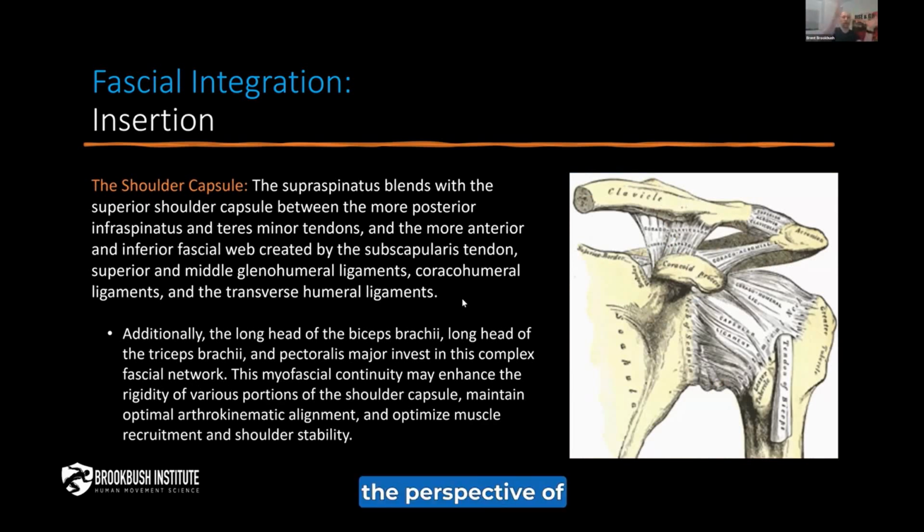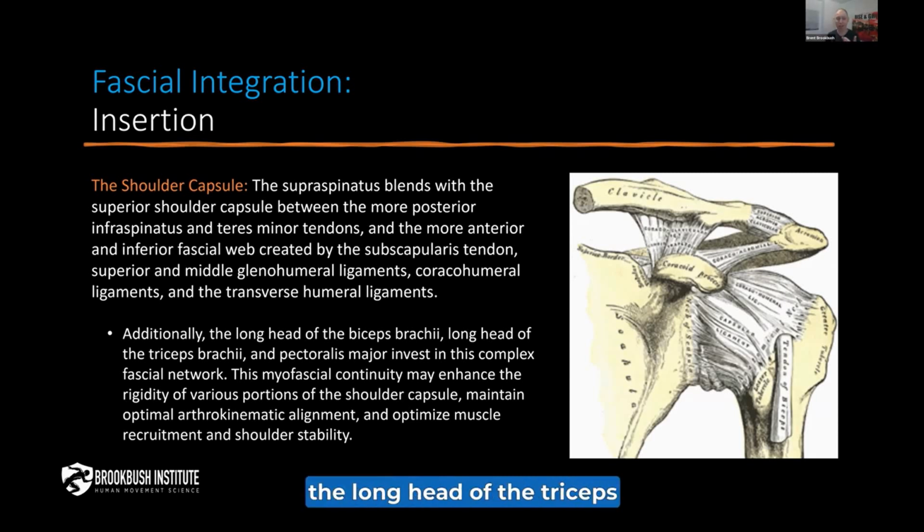Okay, so now we're talking about from the perspective of the insertion. The supraspinatus tendon blends with the shoulder capsule. This is kind of what we talked about before. You might actually have already put that together. The supraspinatus blends with the superior shoulder capsule, right, because it is on top, between the more posterior infraspinatus and teres minor tendons, which we talked about, and the more anterior inferior fascial web created by the subscapularis tendon, superior and middle glenohumeral ligaments, coracohumeral ligament, and the transverse humeral ligament. And so there is a bunch of stuff that kind of comes together in that fascial web.